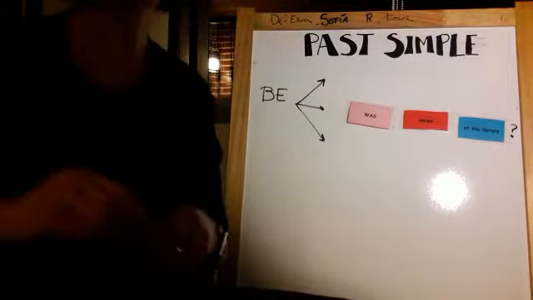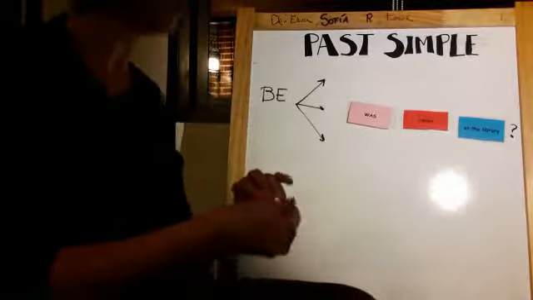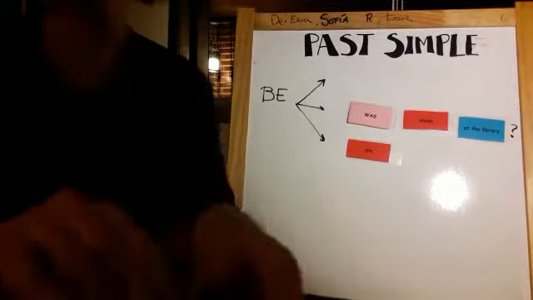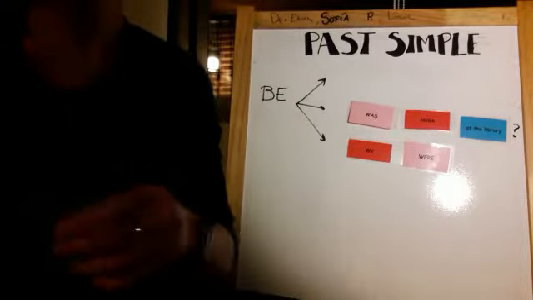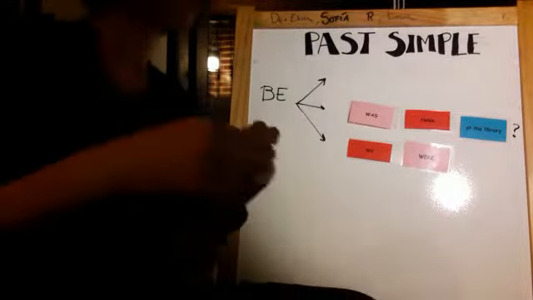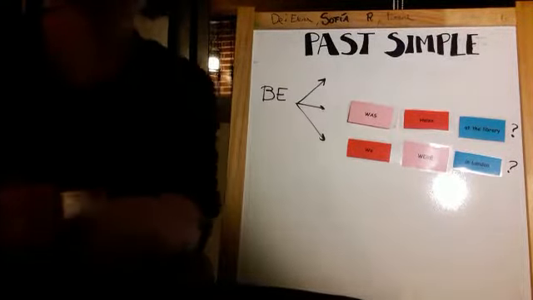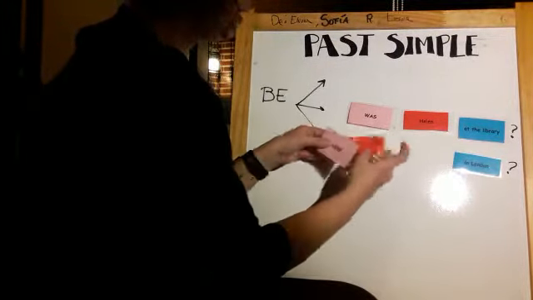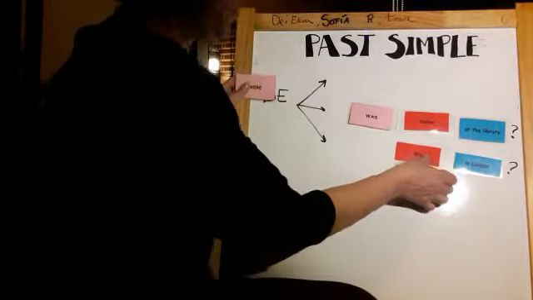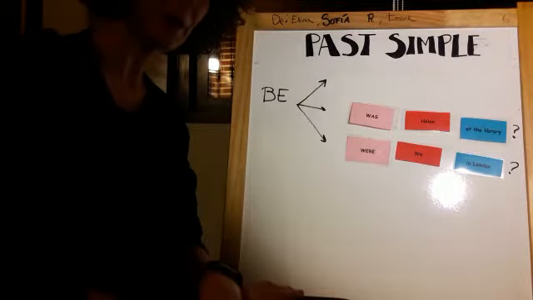Let's give another example. For instance, we were in London. Now we need to transform this into a question. And now, the only thing we have to do is change the order of the elements. Okay, so be goes first, and the subject will be in second place. Okay, so that's to be for the past simple.